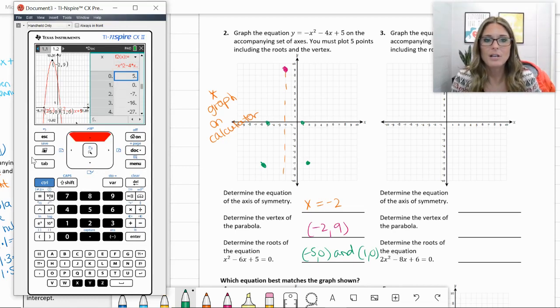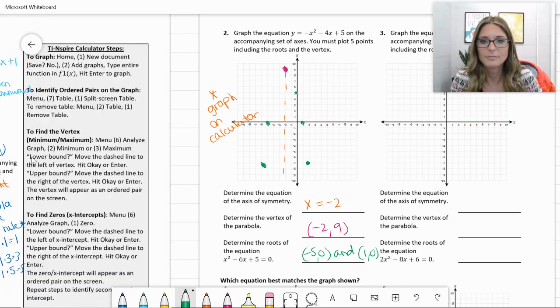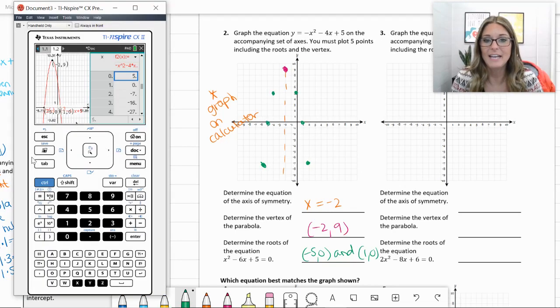If I arrow up, there's also a 0, 5. We should see a -4, 5. Let's check out our table. Yep, -4, 5. There was also -6, -7. So this table is really helpful to identify additional ordered pairs.